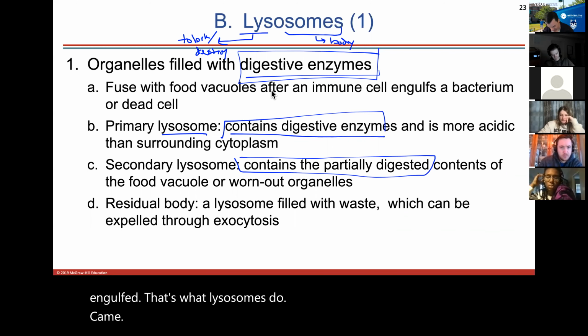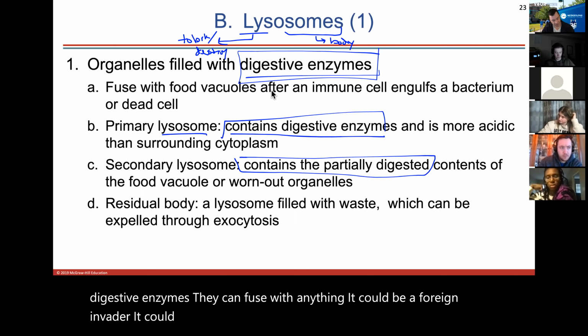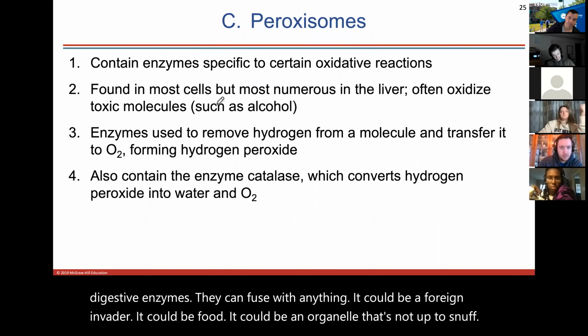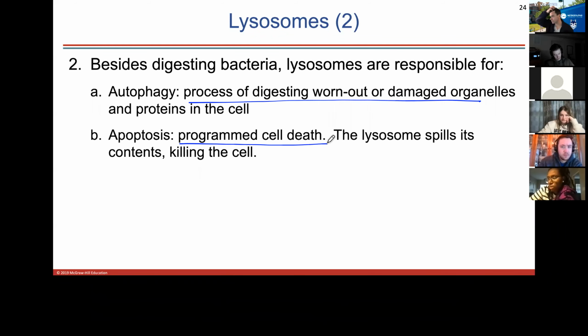So what does that tell you? Lysosomes are a cellular body that contains digestive enzymes. They can fuse with anything. It could be a foreign invader. It could be food. It could be an organelle that's not up to snuff. Okay. So lysosomes are involved with maintaining the functionality of these cells.